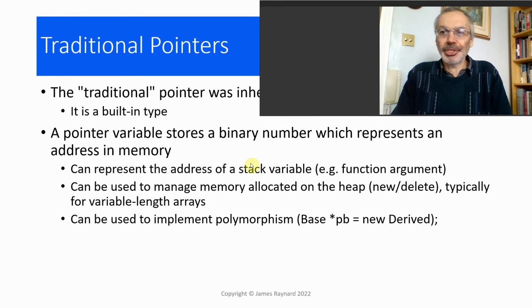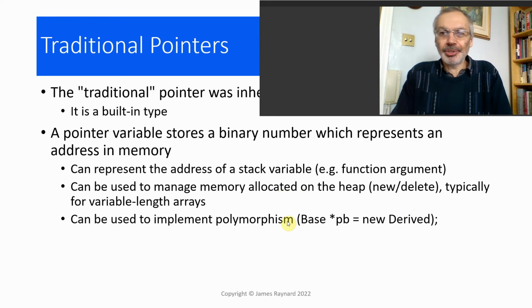This memory could belong to a variable on the stack, for example if we're passing a function argument by address. Or it could represent memory which has been allocated on the heap with new, in which case we have to manage the memory and remember to release it by calling delete. Typically this is when you have a variable length array, and in C and older versions of C++, this was the only way to create an array if you didn't know the length at compile time, or if the array was too big for the stack.